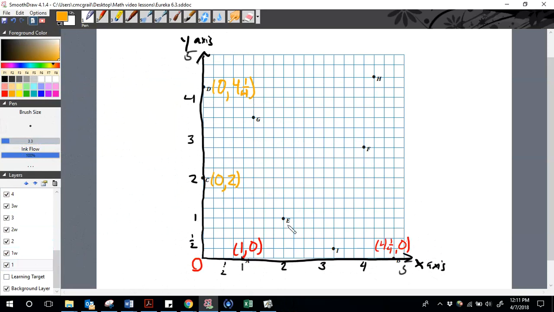Let's see, A, B, C, D, E. Here is point E. Find the coordinates of point E. Well, if I trace E down, I see that its x-coordinate is 2. And I see that its y-coordinate is 1. Let's move on to F. Tracing F down, its x-coordinate is 4. And its y-coordinate is 2 3/4.